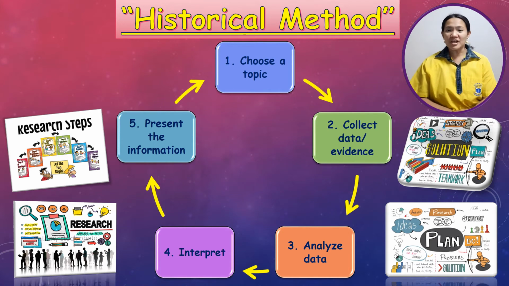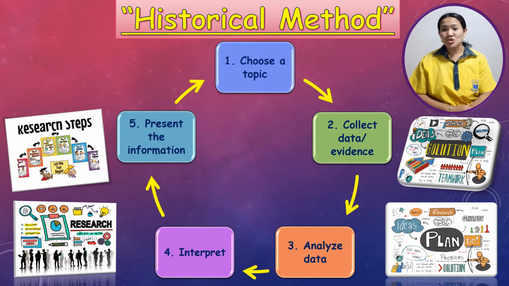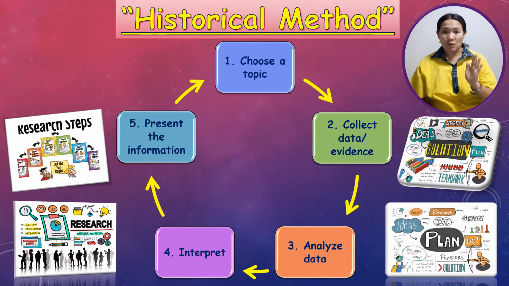Now, class, talking about history, if you wanted to study about the past, what happened in the past, we have to learn the historical method. Historical method is the correct way of studying about history. And in historical method, we have 5 ways.